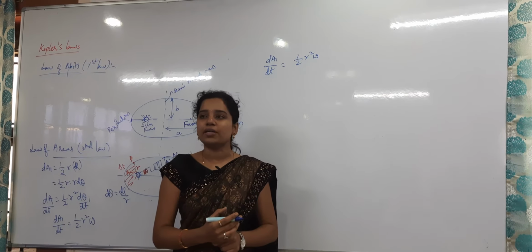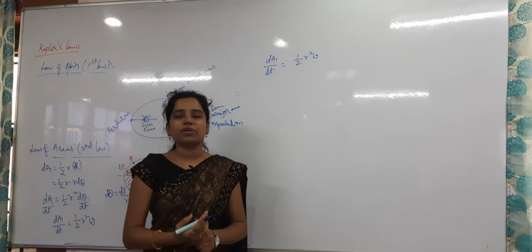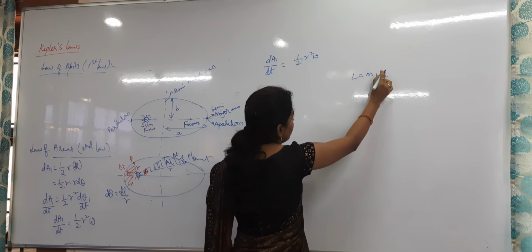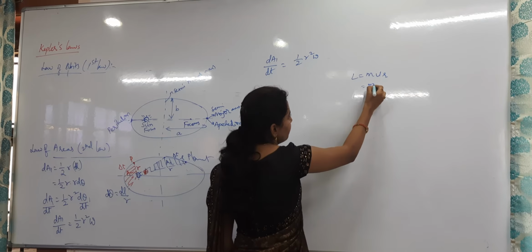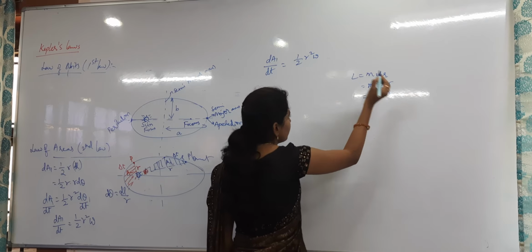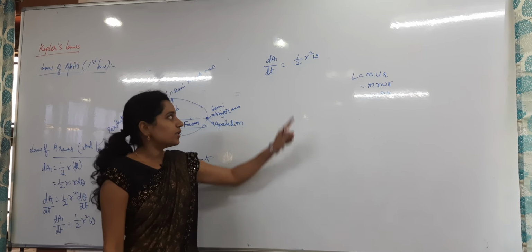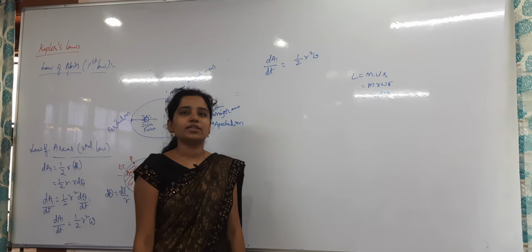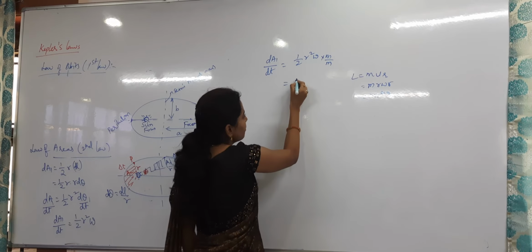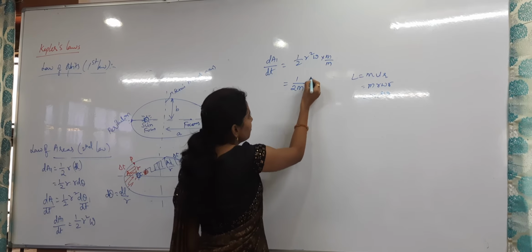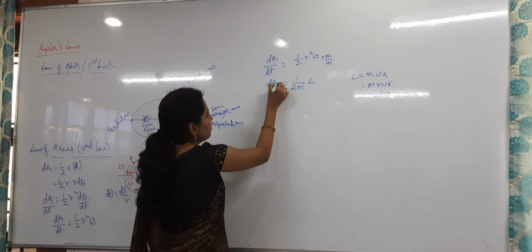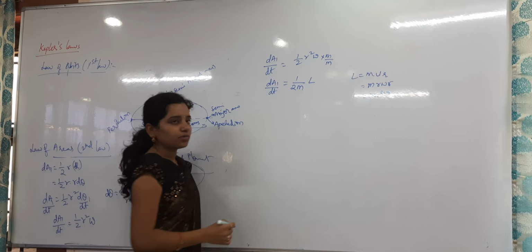Angular velocity, angular momentum. What's the angular momentum formula? Yesterday we have seen L = mvr, right? In the place of v, v = rω, so I can write L = mr²ω. Here r²ω is there, only m is not there, so I multiply and then divide with m. Then what will I get? 1/2m times L. So dA1/dt = L/2m, we got.